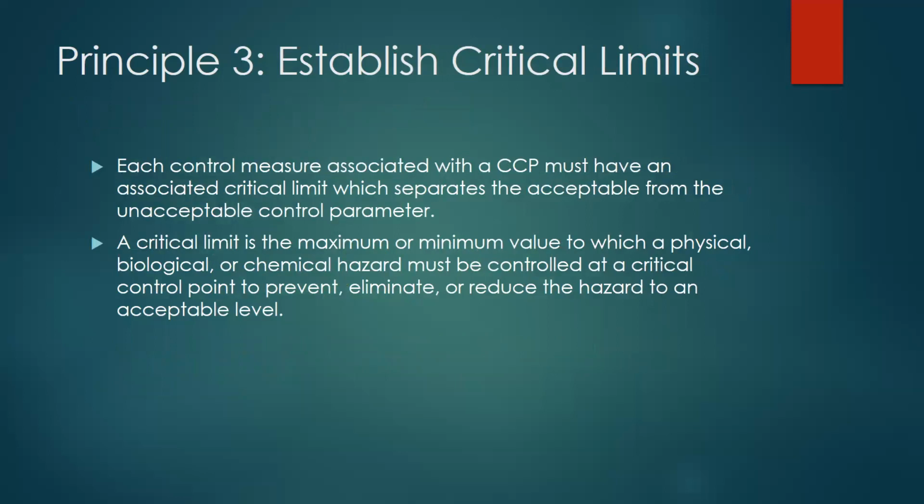Each control measure associated with a particular critical control point must have an associated critical limit, which separates the acceptable from the unacceptable control parameters. A critical limit means the maximum or minimum value to which a hazard must be controlled at a CCP to prevent, eliminate, or reduce the hazard to the acceptable level. Okay, so the second principle was to identify the CCPs, and the third one is to establish critical limits, that is, up to what limit the hazard should be minimized so as to become acceptable.